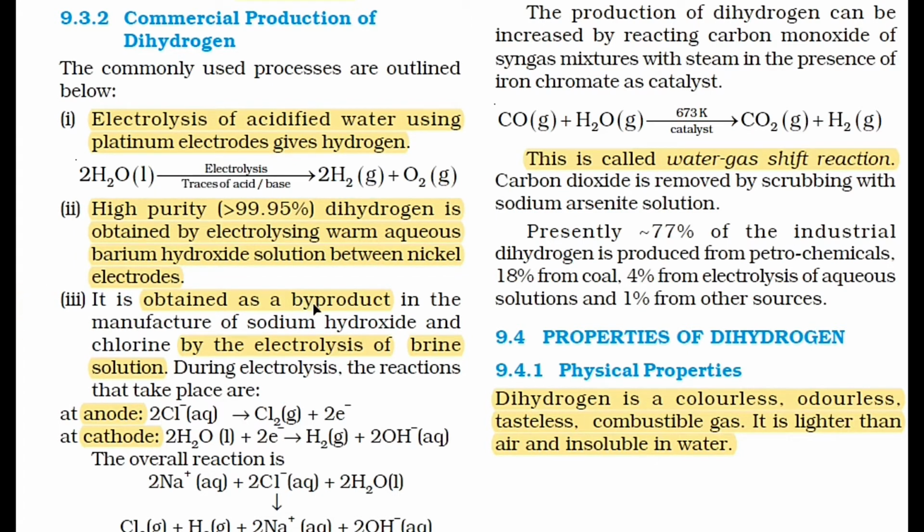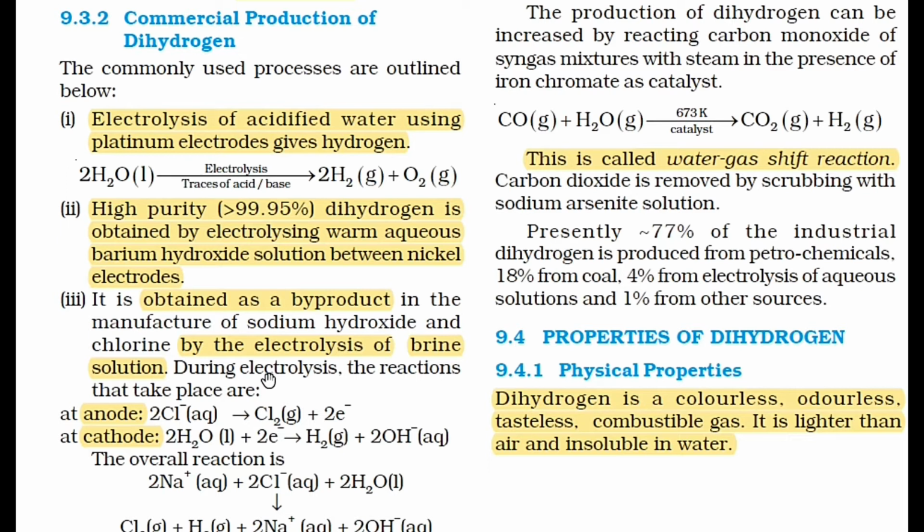It is obtained as a byproduct in the manufacture of sodium hydroxide and chlorine by the electrolysis of brine solution. During electrolysis, brine solution is 10% NaCl, and in the solution we will have H plus, Na plus, Cl minus and OH minus.